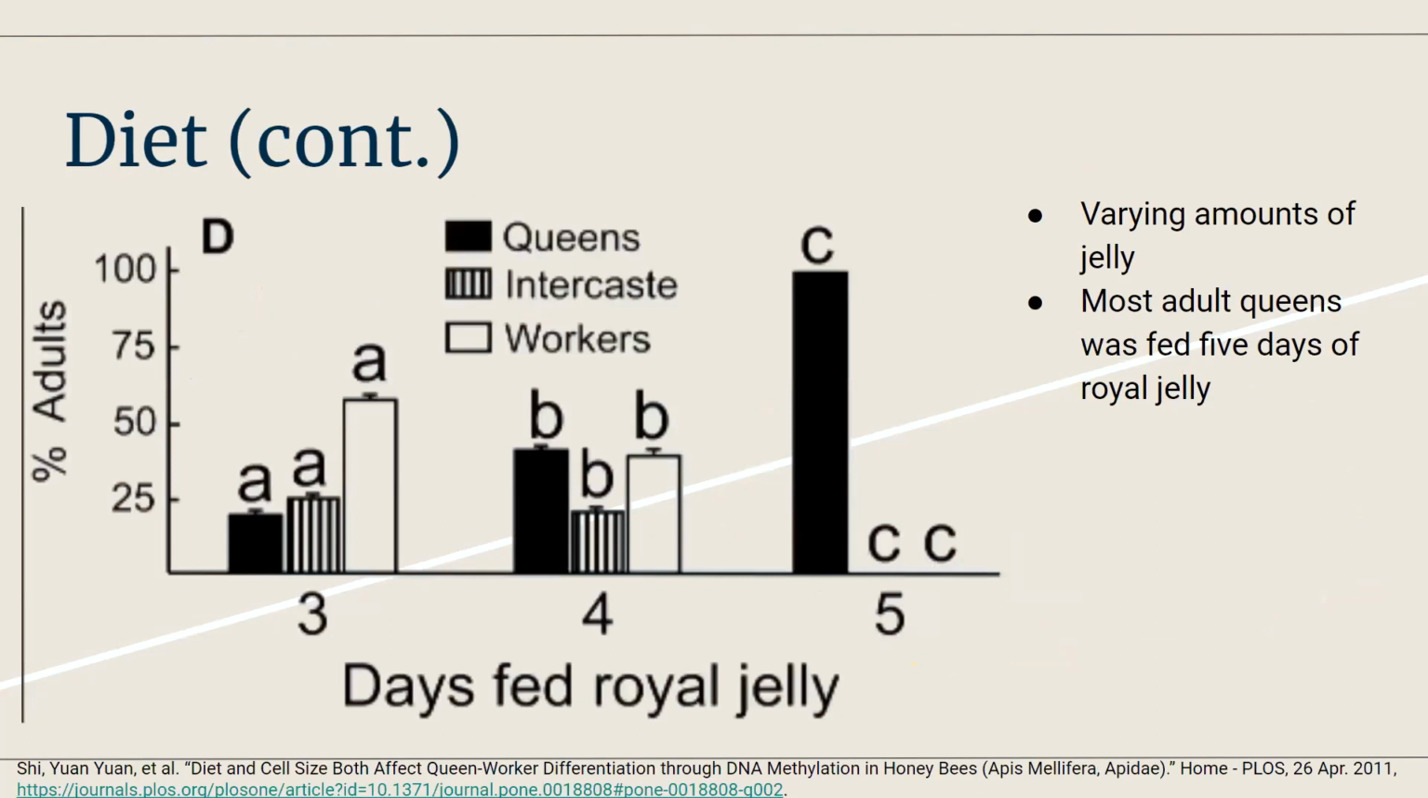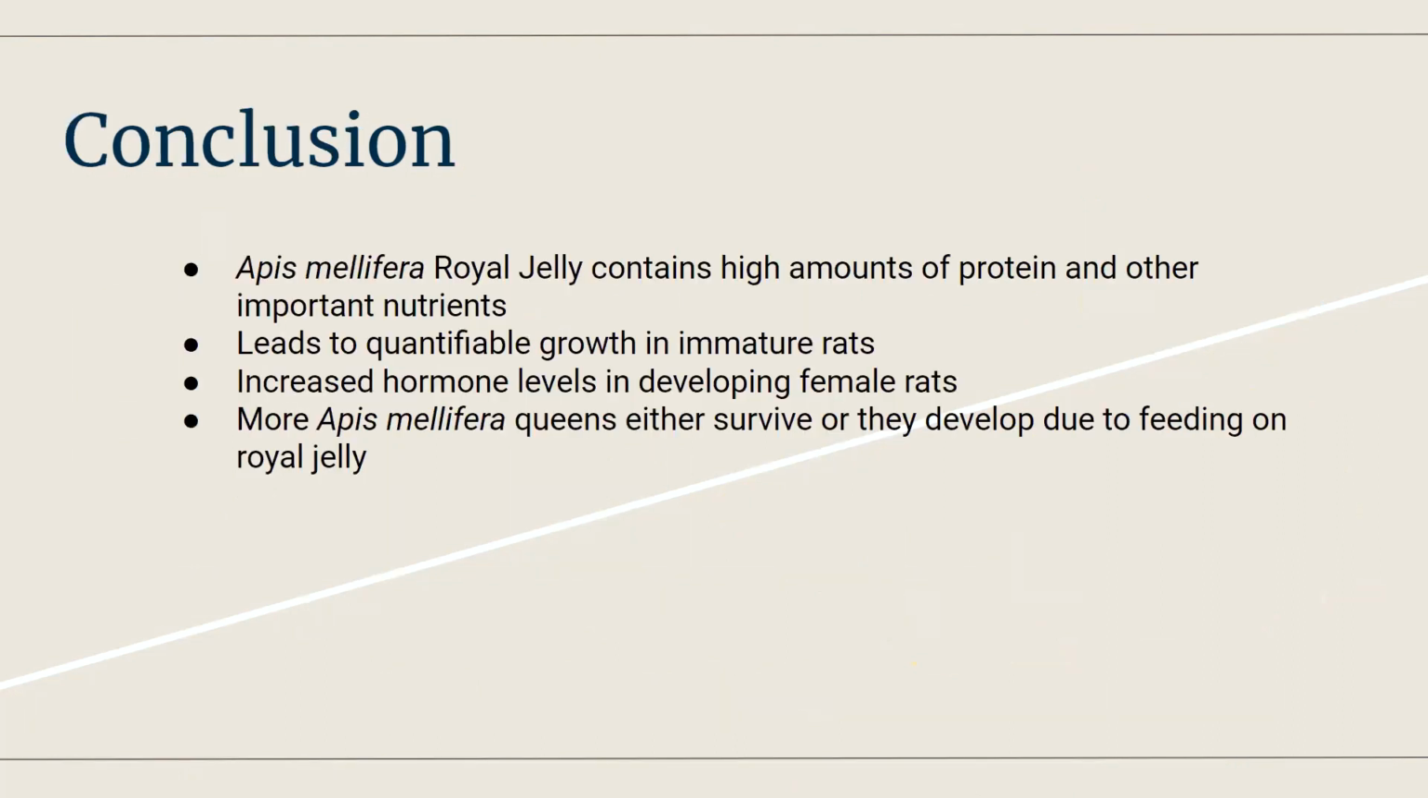The next study shows the effect of increased royal jelly consumption on larvae development. In this experiment, there were 3 groups of bees that were fed royal jelly for varying amounts of days. The results of the experiment show that the largest amount of adult queens was when they were fed royal jelly for 5 days. This shows that the royal jelly is directly correlated to the maturing of Apis mellifera queens.